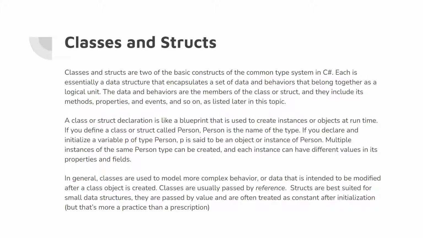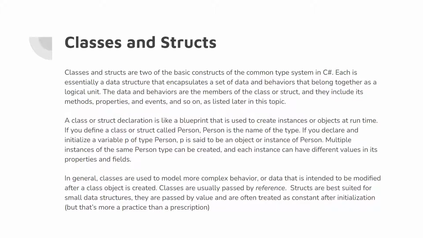So a class or struct declaration is like a blueprint that is used to create instances of your object at runtime, right? You might define a class or struct called Person, and then Person becomes the name of that type. And if you declare and initialize a variable p of that type, Person, p is said to be an object or an instance of a Person, right? So you have the recipe, and then you have the actual object that is created from that recipe. You could have multiple instances or multiple objects of the same Person type, not of the same person, but of the same Person type.